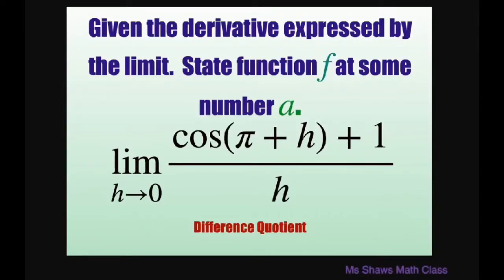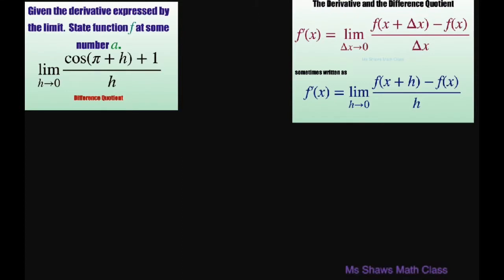Everyone. Given the derivative expressed by this limit here, we're going to state a function f at some number a. So we have to find the function and the number we're evaluating our derivative at. We're going to use this formula here because that's the form it looks like. Now, I notice that we have a +1 here and a pi here.